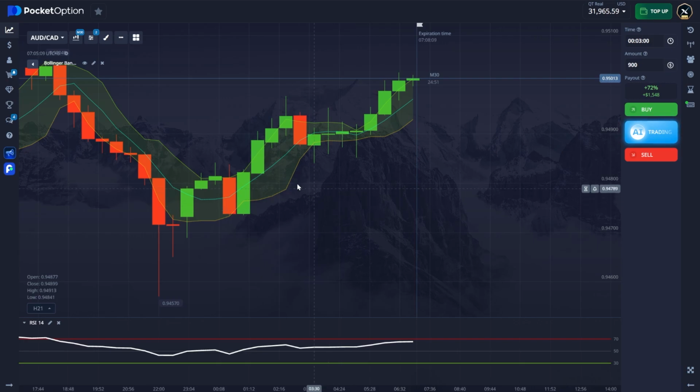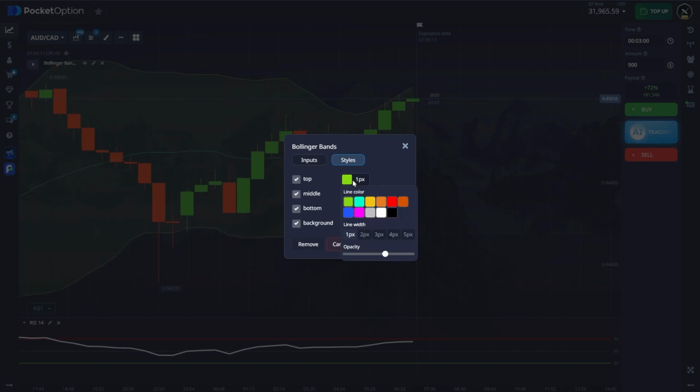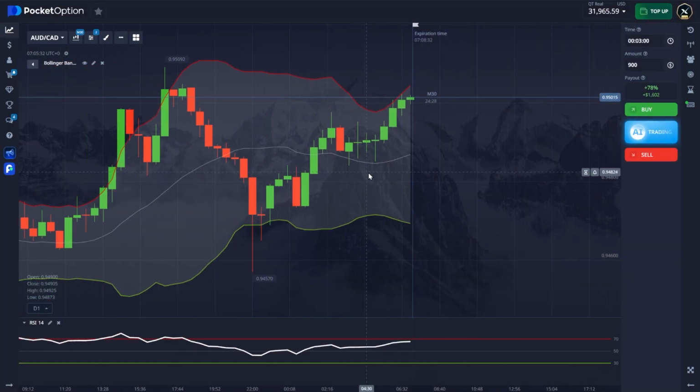Now let's move on to Bollinger Bands. Set the period to 20 and the deviation to 2. For the style settings, the top band is red with a 2 pixel line, the middle band is gray, and the bottom band is green with a 2 pixel line. We'll keep the background white for maximum clarity. Before we move on, take a moment to make sure your settings match mine exactly. These parameters are important because this strategy relies on precision, not guesswork. If your indicators look the same on the chart, you're doing everything right so far.